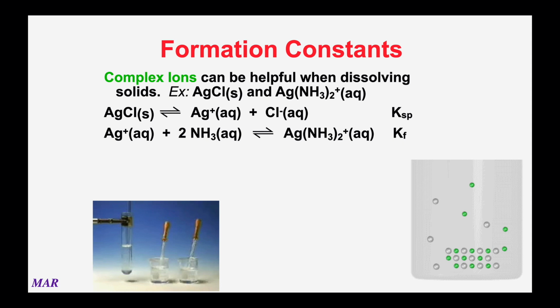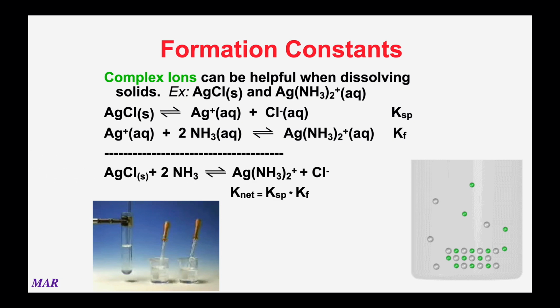Well, if you combine these two reactions together, you can actually calculate the net K for this kind of reaction. Notice how silver ion will cancel on both sides. You can see what happens. In this case, the silver ion cancels. K net would be KSP times KF. KSP and KF are both numbers that are fairly easy to solve. And again, you will see your silver chloride dissolve.